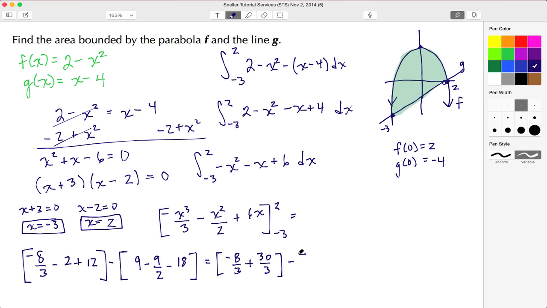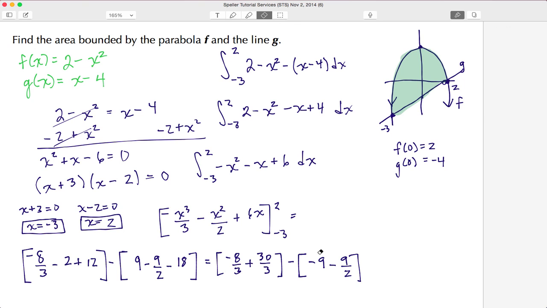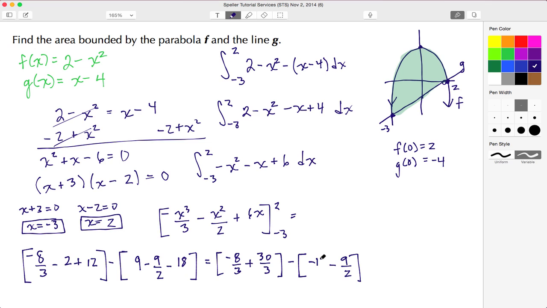And then let's see what we need to subtract off. Let's see, 9 minus 18 is a negative 9. And then I've got the minus 9 halves. But let's go ahead and change this negative 9 into a negative 18, because we know that 18 divided by 2 is going to give me the 9 that I had there.